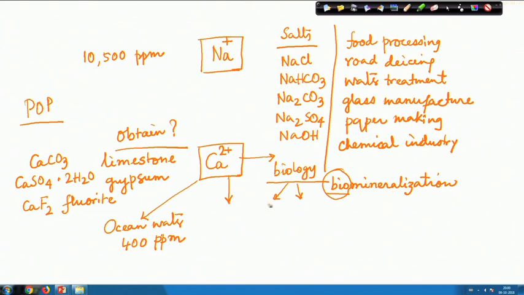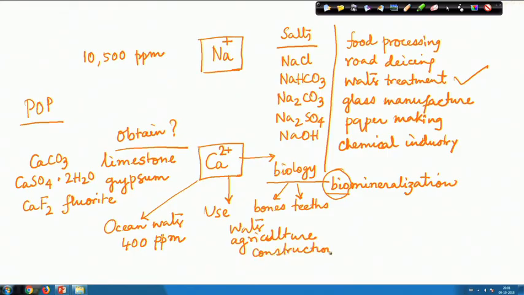So, this biological mineralization process will give us the bones and teeth. Then finally, we can use it, like our water treatment, what we have seen in case of sodium. So, this also we can use for water treatment. So, water treatment we can use it for agriculture, we can use for the construction also, and lastly this chemical industry.